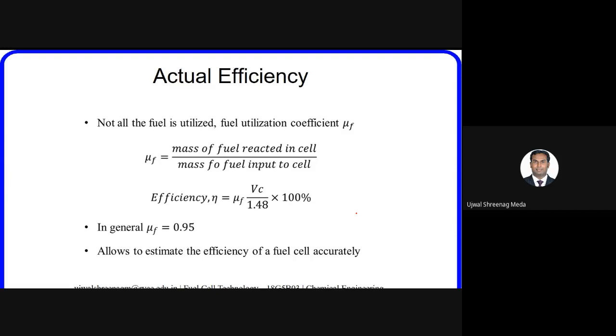In general, this fuel utilization coefficient mu f is 0.95. Means on an average, only 5% of fuel is getting wasted. So 95% of the fuel is always effectively utilized. So this is one way of calculating efficiency. With this background, we shall also figure out what are the other types of efficiencies that are in use when it comes to fuel cells.